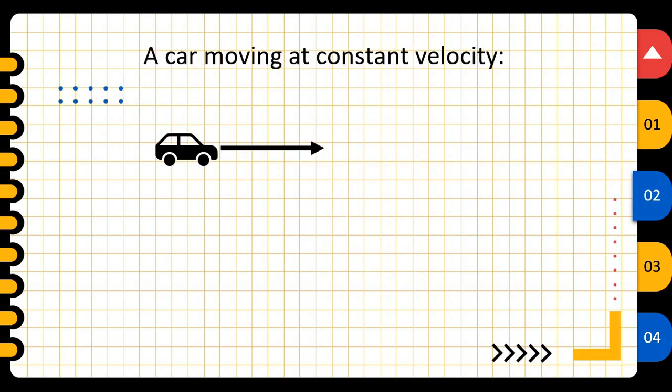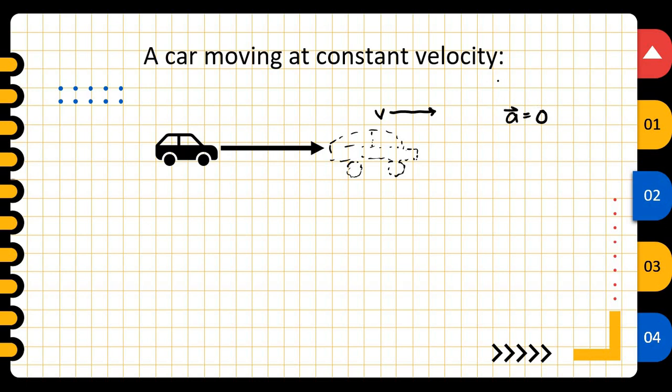Alright, so let's try to apply it to certain examples. So let's say that this car is moving at a constant velocity. So when this car is located at this point now, alright, so let's just draw it in here. So when this car is located at this point now, the velocity of the car would still be the same as its original velocity. So again, what will happen to the acceleration? The acceleration of the car would be equal to 0.